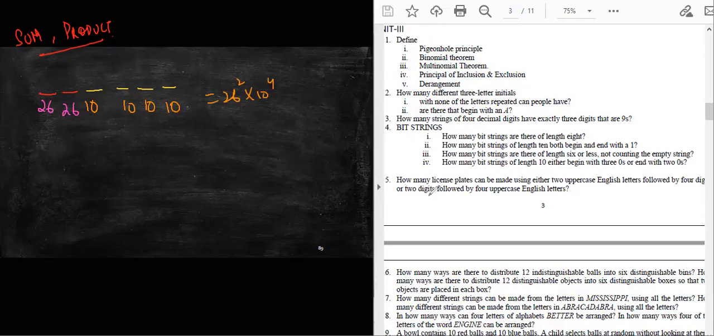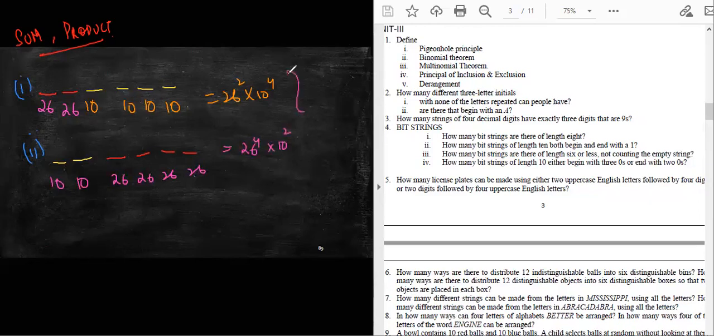Now the next case is, so this is your first case, 2 uppercase letters followed by 4 digits. The next case is 2 digits followed by 4 uppercase letters. So in this case, we have 2 digits and 4 English uppercase letters. So 2 digits are filled in 10 ways, and these English letters in 26 ways. So 26 power 4 into 10 square.